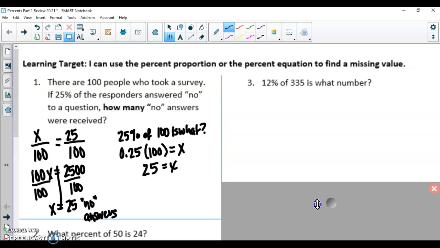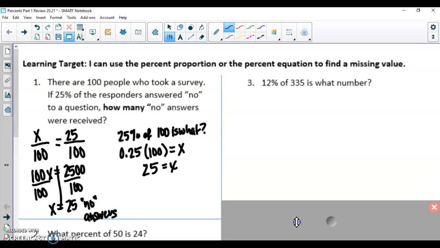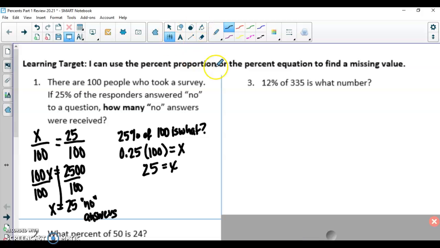Here's question number 2. We'll jump to this one, it's okay. We'll call it number 2 instead. 12% of 335 is what number? Either proportion method or equation method. Proportion method, you're going to put the 12% up here, no percent symbol, just the number. 12 over 100. The 335 is going to go down here. X is your is number.